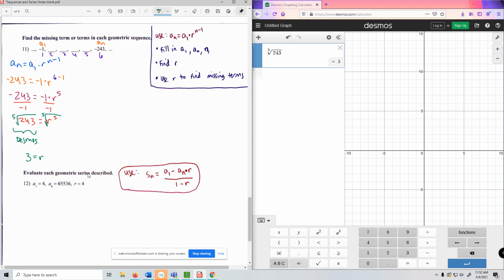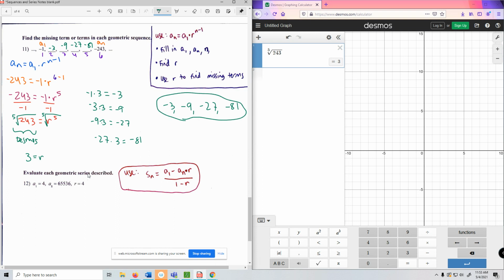To finish out this problem, I just need to take that 3 and multiply it to fill in the blanks. First blank, negative 1 times 3 is negative 3. And then keep going. Negative 3 times 3 is negative 9. Negative 9 times 3 is negative 27. And negative 27 times 3 is negative 81. So our missing terms were negative 3, negative 9, negative 27, negative 81.